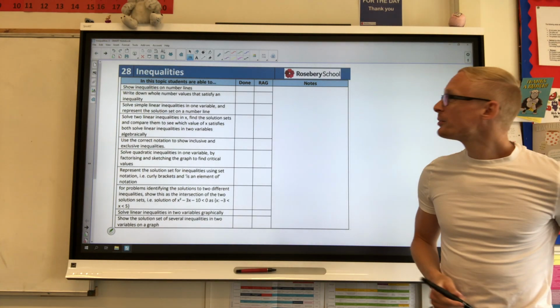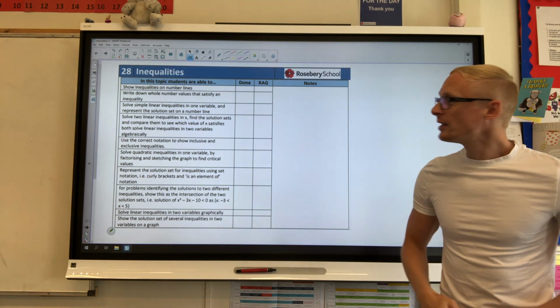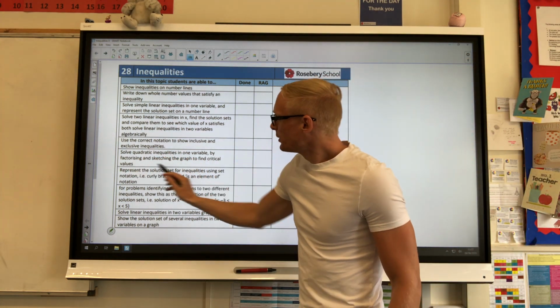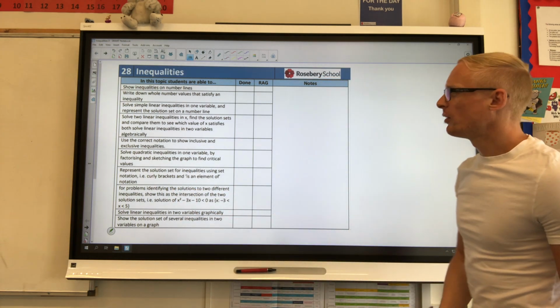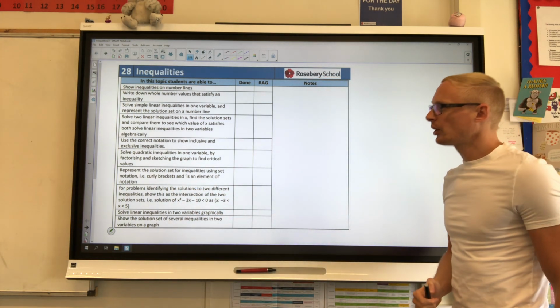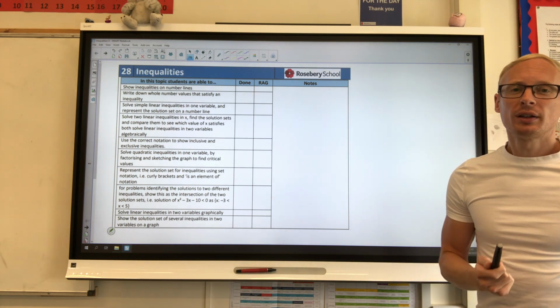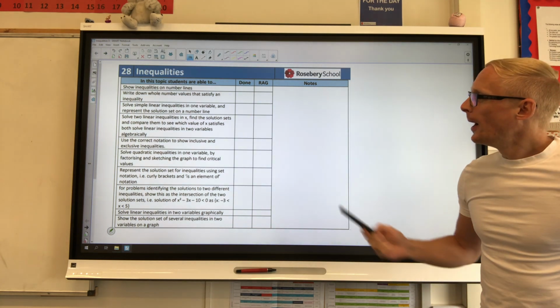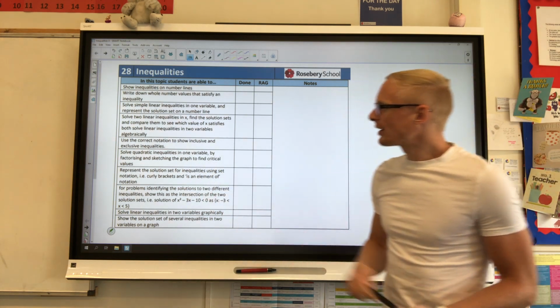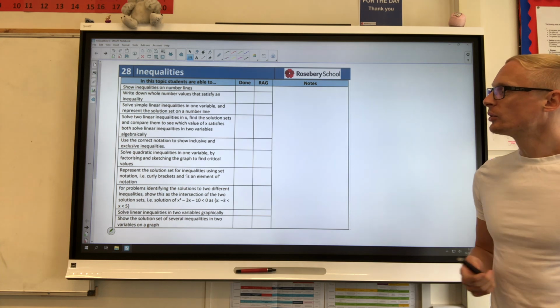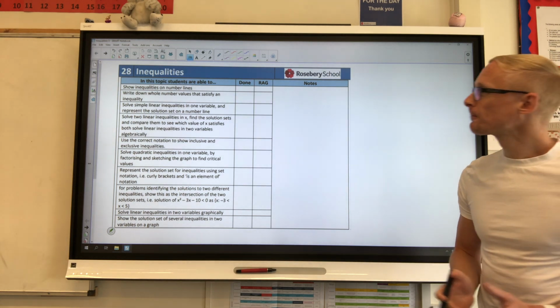Okay, hello and welcome to lesson 8 of Inequalities. We've been building up to this one: solving quadratic inequalities in one variable by factorising and sketching the graph to find critical values. If you haven't already, please make sure you've done lesson 6 and lesson 7 because they involve factorising and solving and sketching quadratics. It's important that you practice those skills before you do today's lesson.